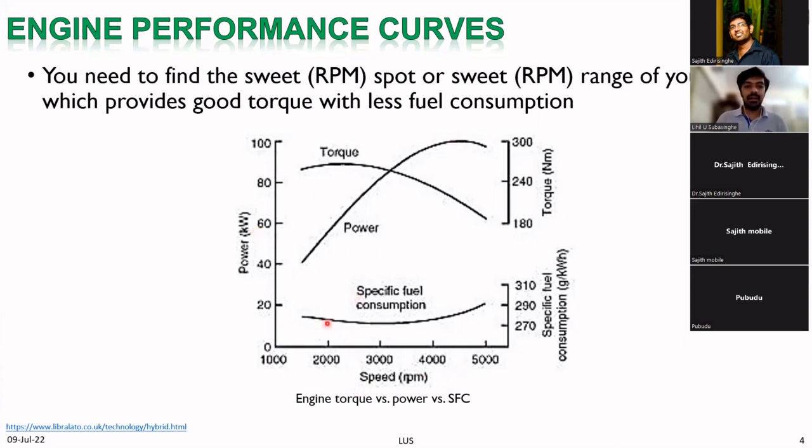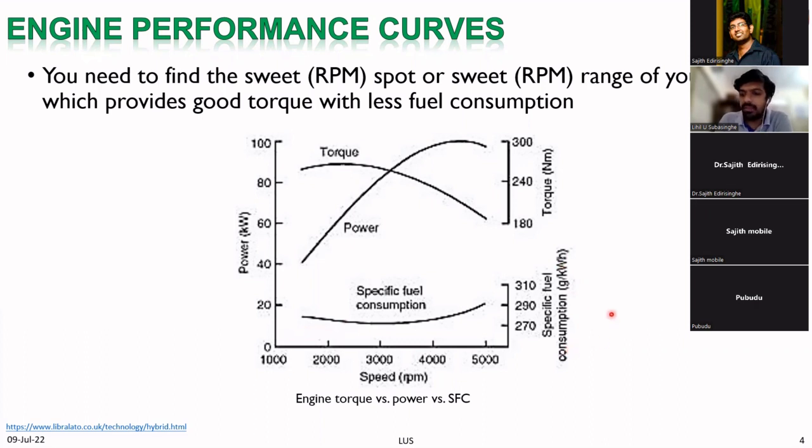And there's another parameter here, the specific fuel consumption of the vehicle, and it is measured in grams of fuel per kilowatt hour. Kilowatt hour is a unit for energy. It says how many grams of fuel need to be combusted per 1 kilowatt hour of energy output from the engine.